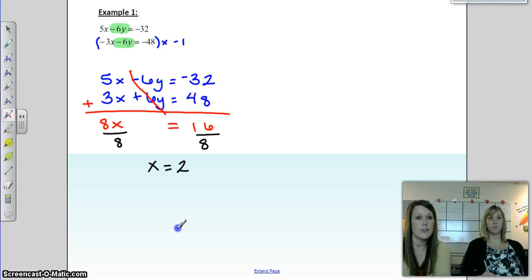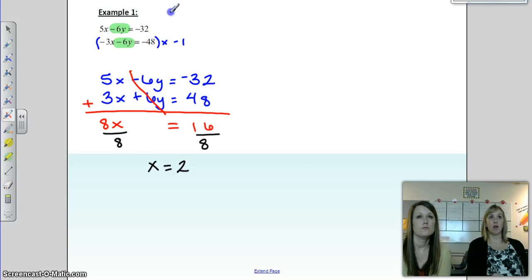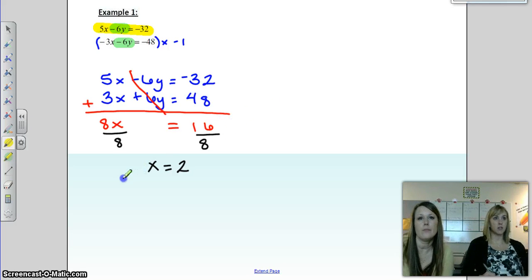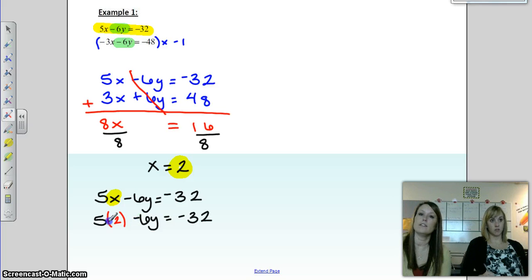This, again, looks very familiar. But I'm not done. This is just the first of several more steps. Now I pick one of these equations, just like we did before. Let's pick the top one because it has fewer negatives. So I write down 5x minus 6y equals negative 32. Here's x, plug it in. Take out that x and substitute the 2 in its place. Oh, substitution, so that's what we have been doing. It's all connected.